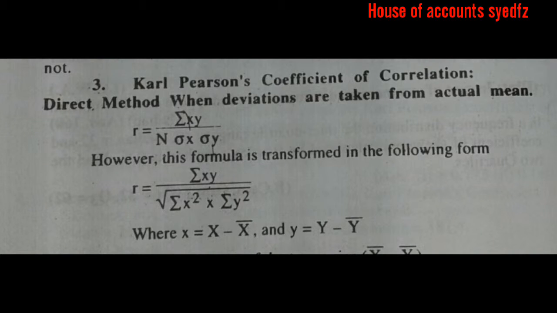In correlation only one author is given. Okay, this is the correlation chapter. Karl Pearson coefficient of correlation. Only one author, Karl Pearson.